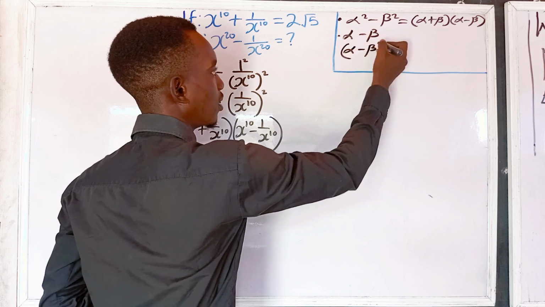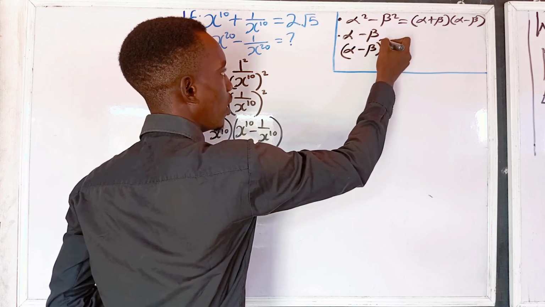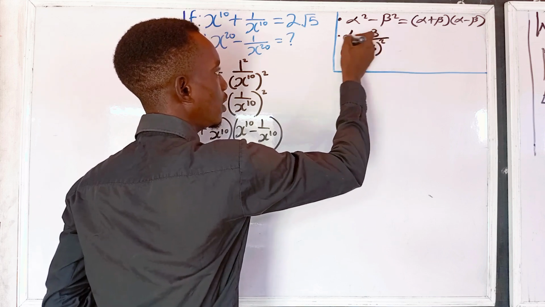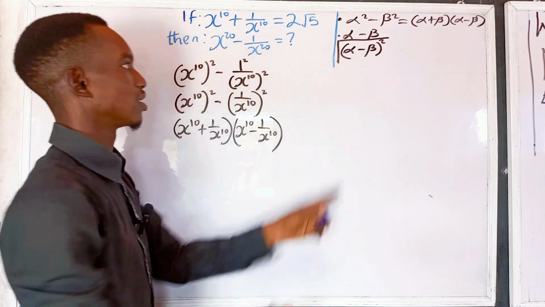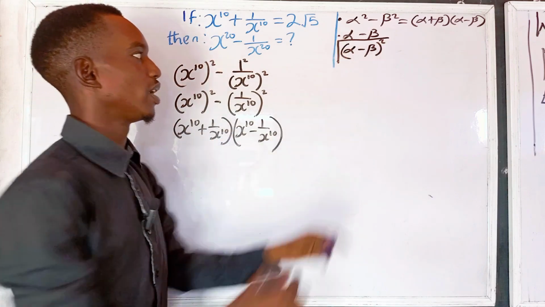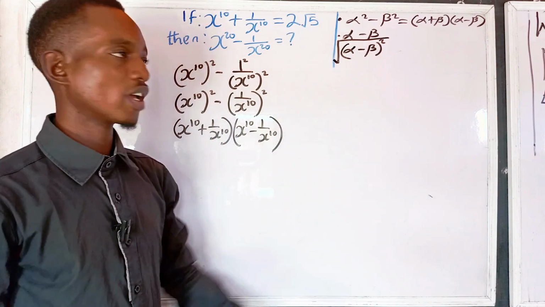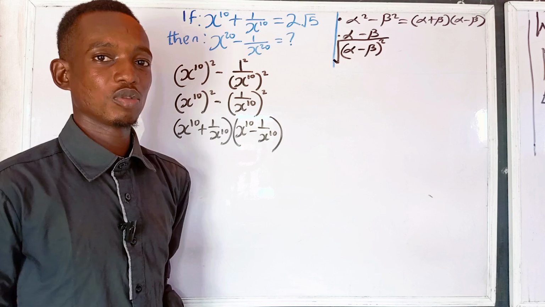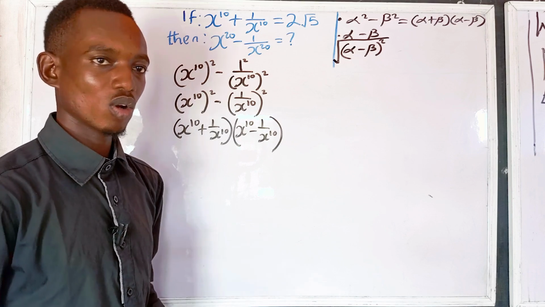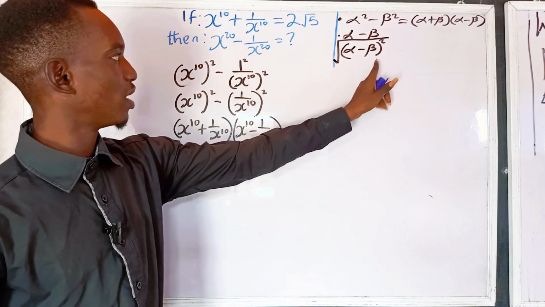alpha minus beta all squared. Then we take their roots. We can write this as alpha minus beta all squared, and we take the root. Don't forget, square cancels root, and we still have alpha minus beta. We haven't done anything wrong. So we still have alpha minus beta here all squared.